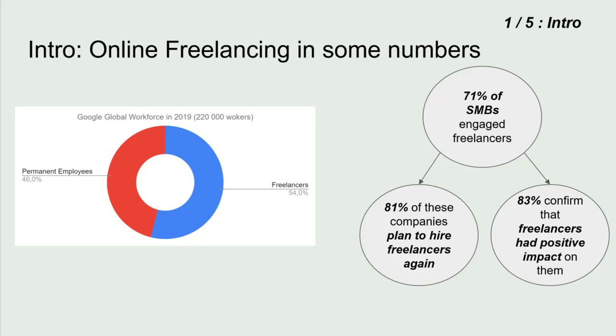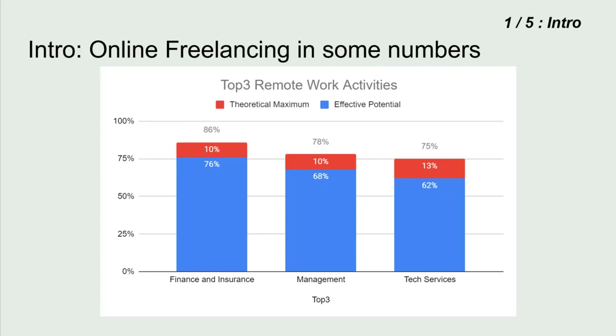Let's take a look now at this very interesting fact from a study focusing on remote work activities. The study is conducted by McKinsey.com. More particularly, the top 3 remote work activities are studied. The study differentiates between 2 notions, the effective potential and the theoretical maximum. The effective potential refers to the percentage of tasks among a given activity that can be conducted remotely without any loss of efficiency.